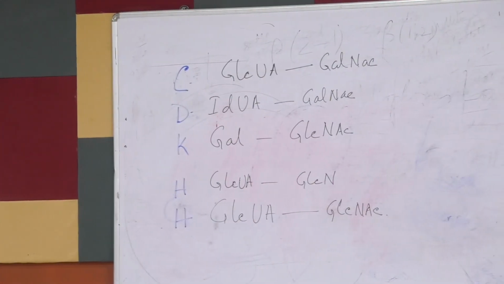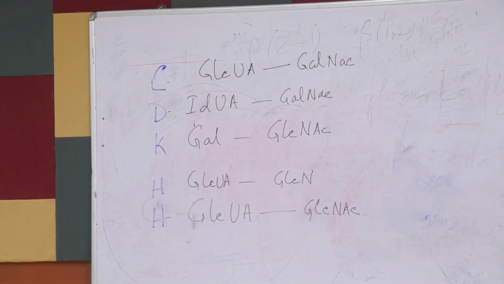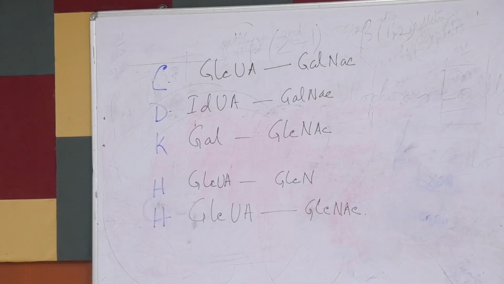Now, after we know the composition, we have to go through this composition. You should learn it by heart. If you cannot remember now in this class, it will be very difficult to recall after class, I tell you. First, remember the sequence C, D, K, H, H. Then remember the major components: GlcUA, GalNAc. The right side remains same, the left side changes to hyaluronic acid.